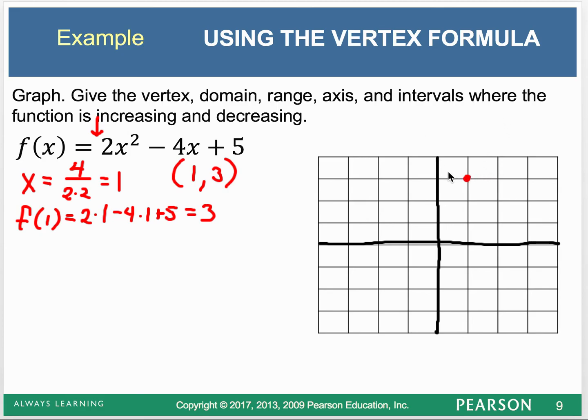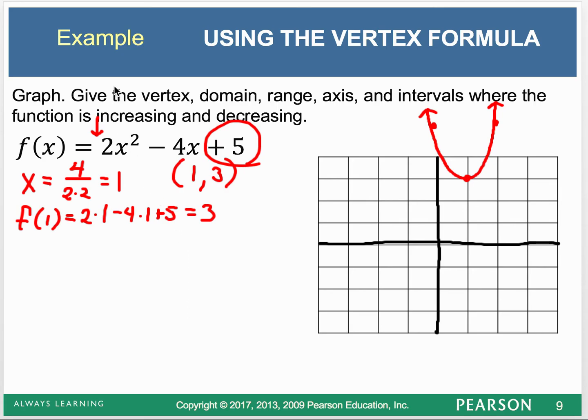So next step, find your y-intercept. 1, 2, 3, 4, 5. Because of symmetry, there's got to be another point right here. And if that's all the points we can get, that's all the points we can get, right? It's not ideal. I like to have 5 points, but hey, there's not any x-intercepts.